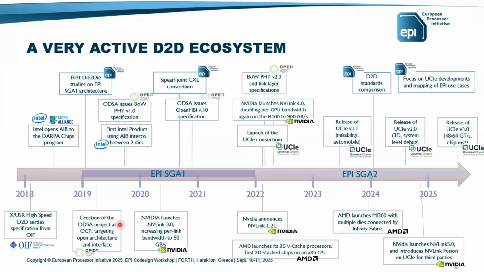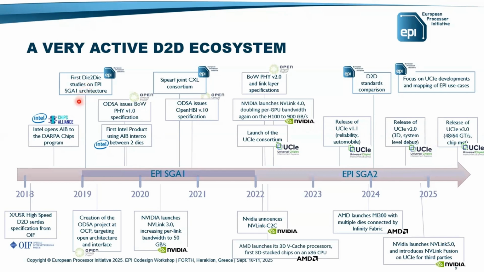At the same time, some open initiatives were created, like ODSA, with several releases of Bunch of Wires. And the last one, but perhaps now the most mature, is the UCIe consortium with releases 1.1, 2.0, and next year, 3.0. So that's quite a moving ecosystem in terms of die-to-die interfaces. On our side, we've tried to follow everything.